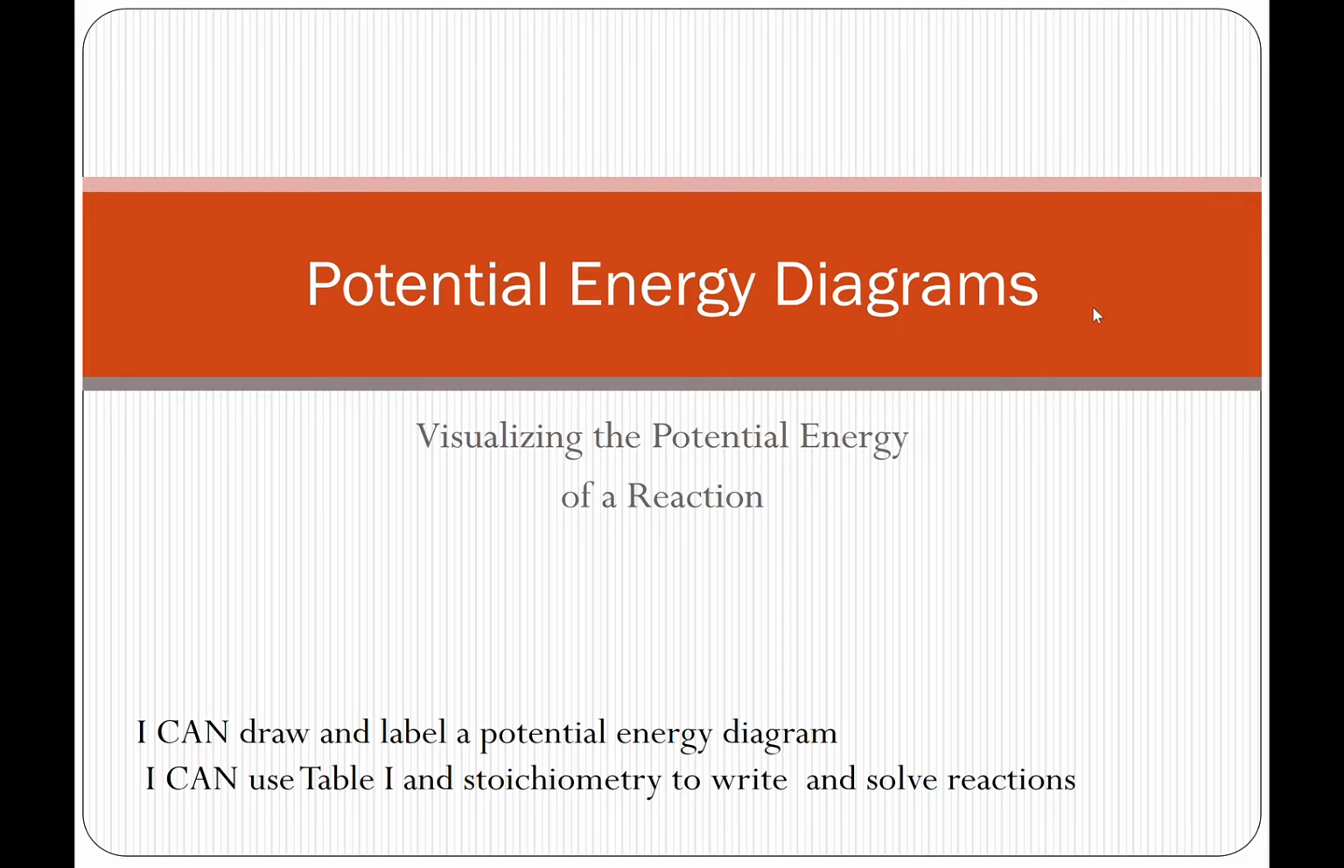Hey everyone, welcome back to our next lesson on potential energy diagrams, where we're going to be visualizing the potential energy that's involved in a reaction. We're going to take a look at a couple of different types, both endothermic and exothermic reactions. You're going to learn how to draw and label a potential energy diagram, all the specific components of that. And we're going to learn how to use Table I in conjunction with stoichiometry to be able to write and solve reactions.